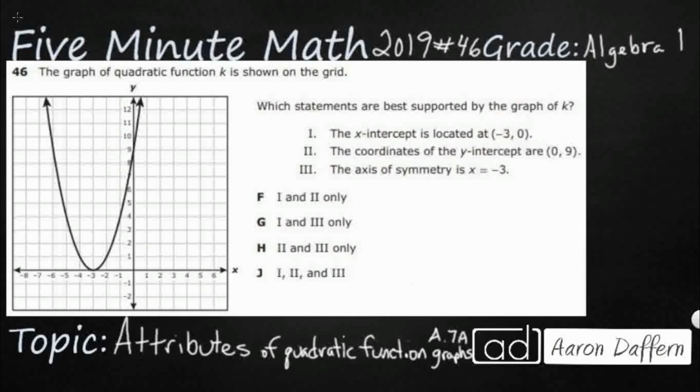Today we are looking at the Algebra 1 concept of attributes of quadratic function graphs. This is standard A.7A in the great state of Texas, and we are using item number 46 of the 2019 released STAAR test. If you haven't done so already, please go ahead and take a moment to pause the video, work this problem out on your own, unpause it, and we will look at our answers together.